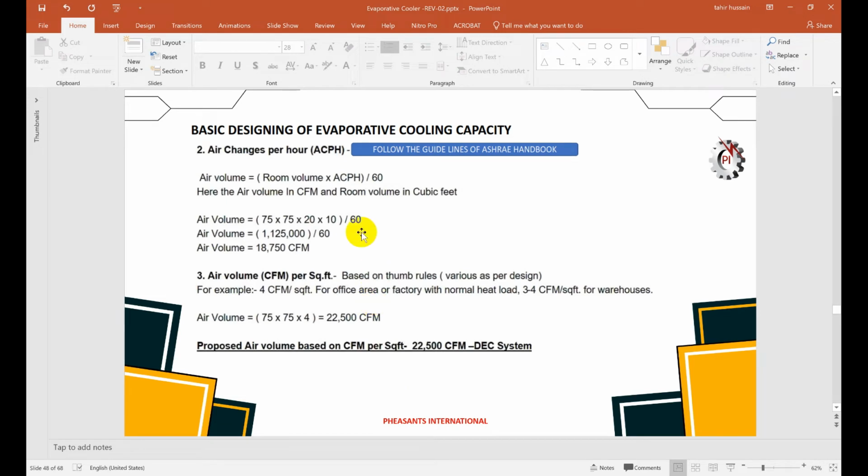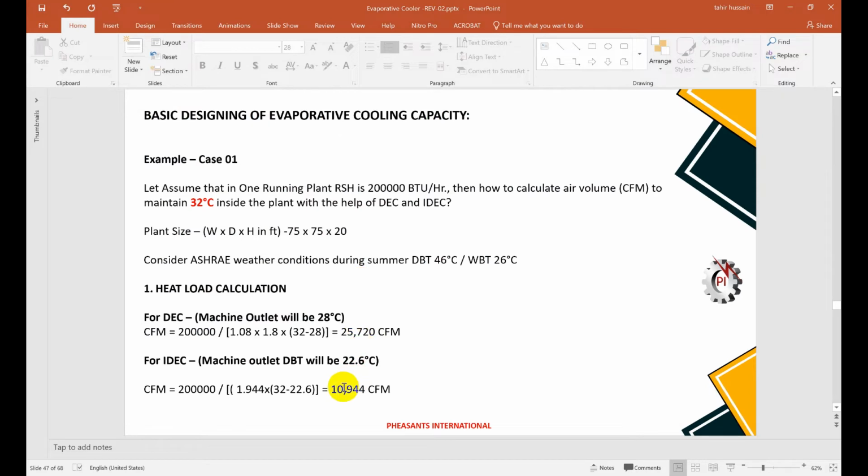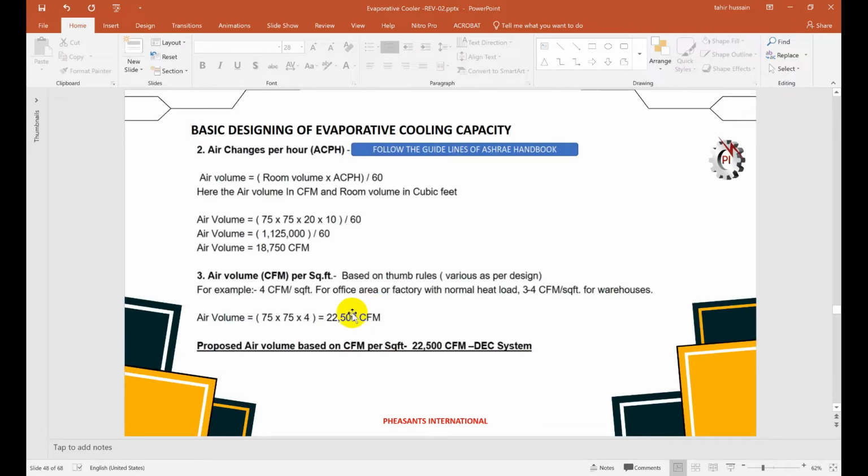So we will go now for the air change method. Suppose we are using 10 air changes. So total CFM is coming 18,750, and the thumb rule is coming total CFM. We are taking 4 CFM per square feet and multiplying by area. We are getting total CFM 22,500 CFM. If we see, this is 22,500, 18,750 and 10,000 and 25. So we will go for the highest airflow.